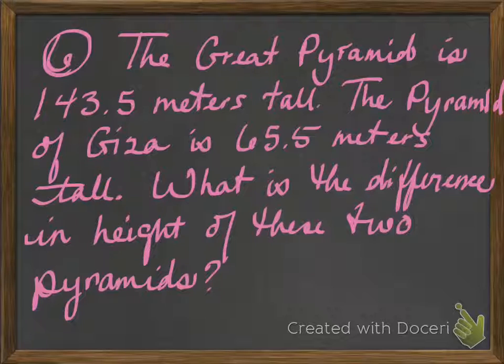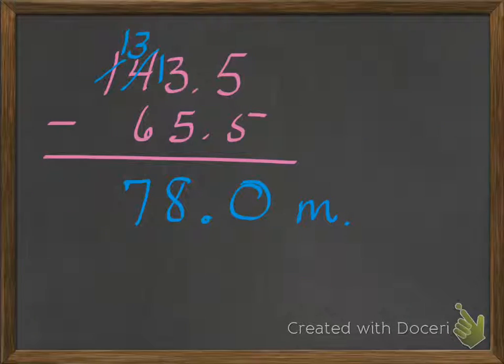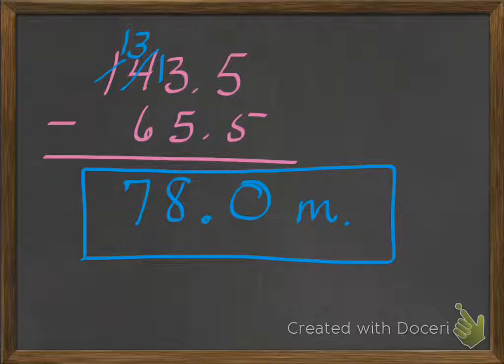Okay, the important information in this problem is that the Great Pyramid is 143 and 5 tenths of a meter tall. Pyramid of Giza is 65 and 5 tenths of a meter tall. And it's asking me what is the difference in height. And that keyword difference tells me I'm going to subtract between the two pyramids. So right here I wrote it out vertically, up and down, made sure to line up my decimal points and all the place values. And then when I subtract, I get 78 meters. That is my final answer.